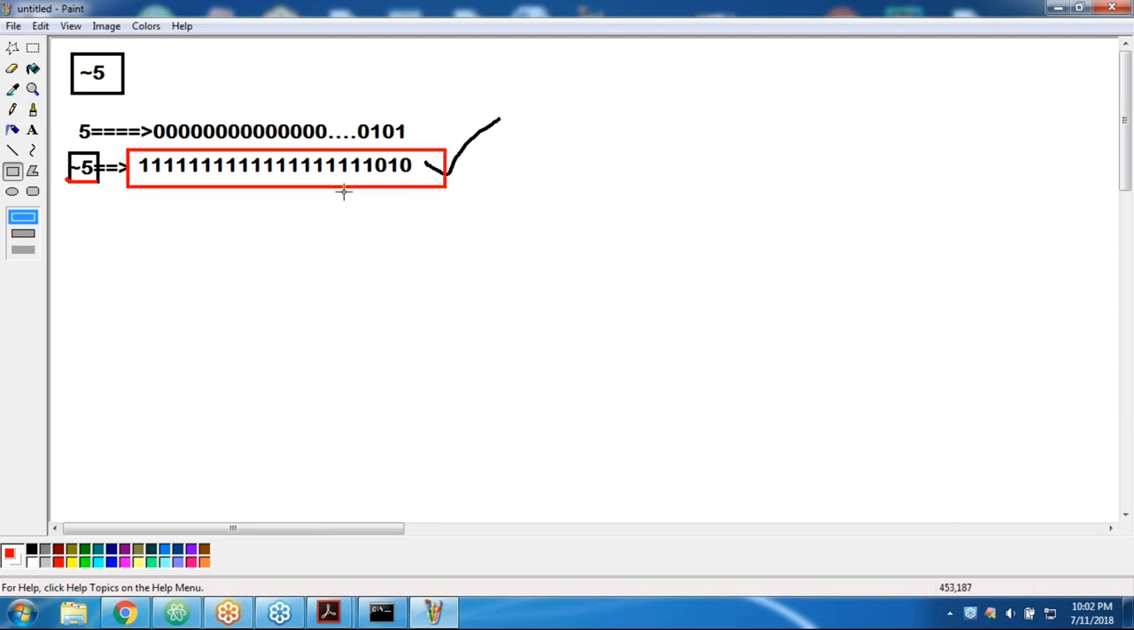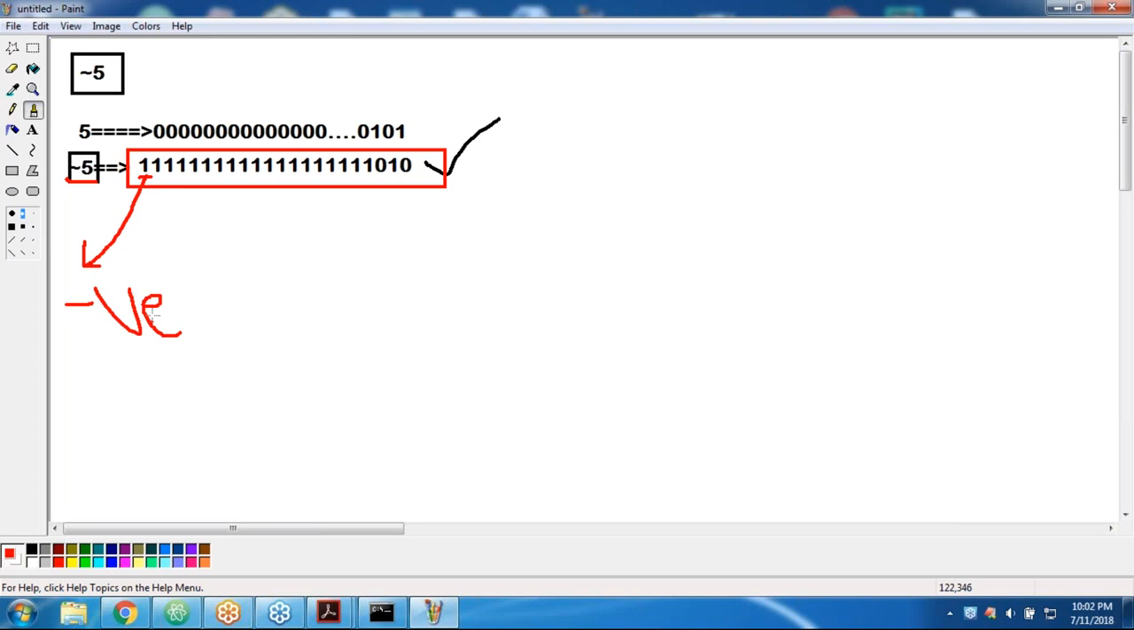Then immediately you may ask, in this, what is the most significant bit? Is it 0 or 1? Please respond. What is the most significant bit? Is it 0 or 1? 1. 1 means a negative number. Remember that, sir. It is a 1. 1 means a negative number.